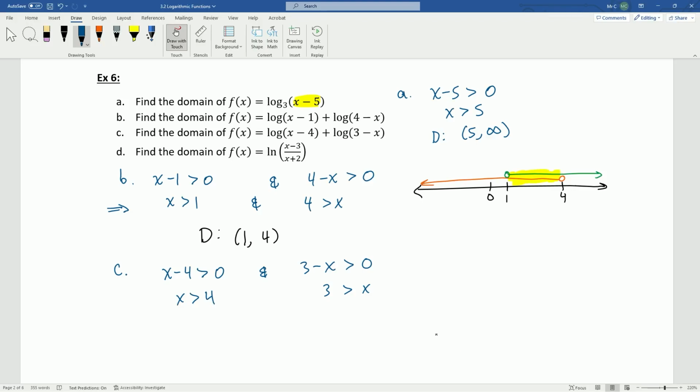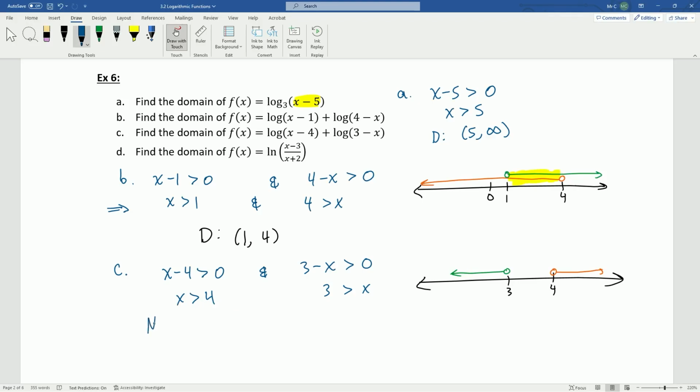That doesn't sound right, so let's go ahead and take a look here. So we'll mark 3 and 4 on our number line. And so we need x to be greater than 4, but we also need x to be less than 3. So the question is, where are both of these statements true? Nowhere, right? There is nowhere that these are both true.